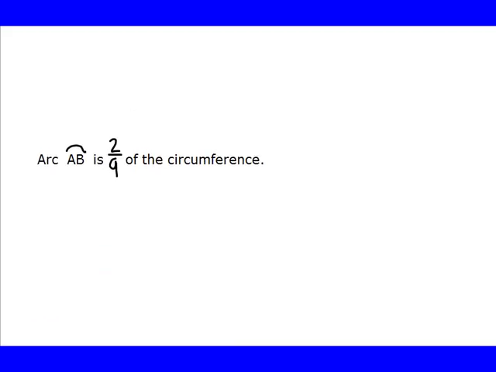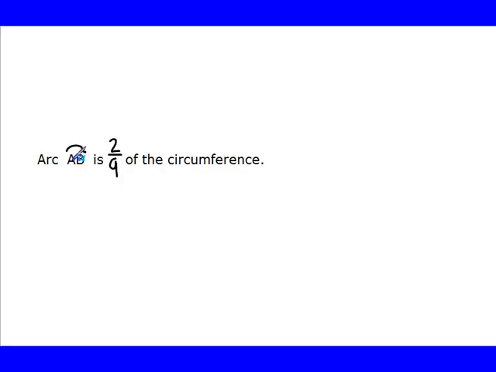Ladies and gentlemen, arc AB is 2/9 of the entire circumference. It has the same fractional part, or if I turn this into a percent, the arc length is the same percentage of the circumference as 80 degrees is of 360. So all we have to do now is know the definition of fraction. If you're given a central angle, reduce it or turn it into a decimal.